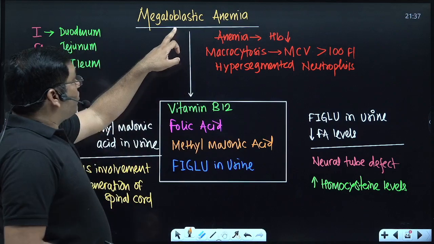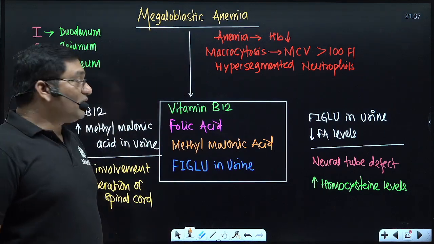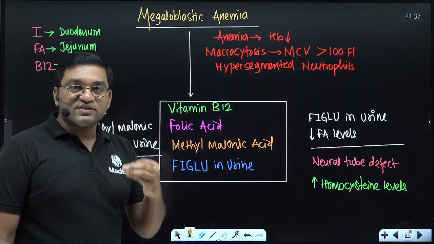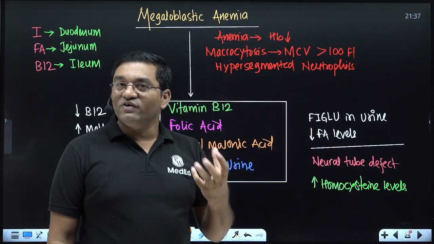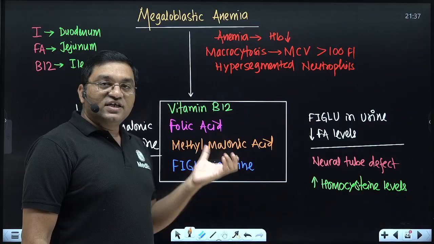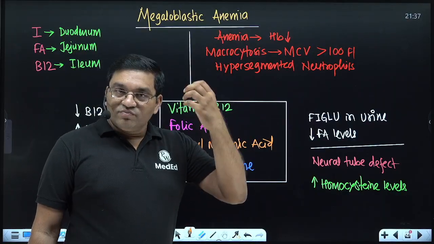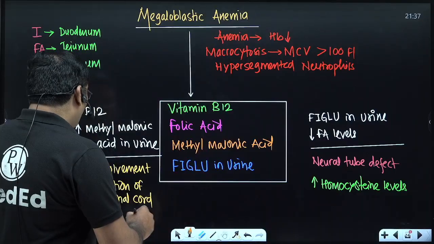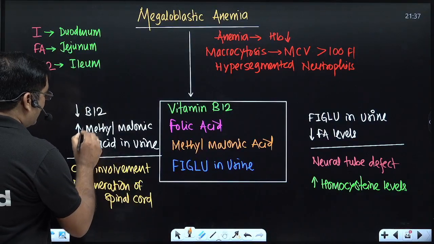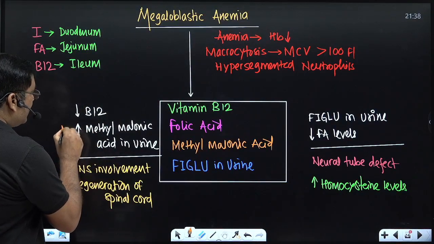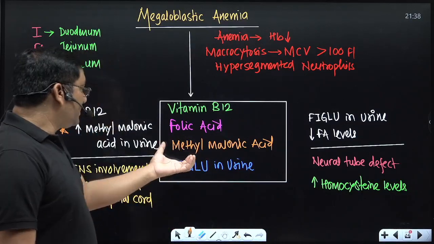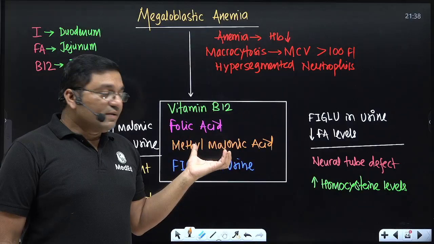So for differentiating the megaloblastic anemia, do the vitamin B12 level. If B12 level is low, it means B12 deficiency. Do the folic acid level. If folic acid is low, it means folic acid deficiency. Do the methylmalonic acid level. If methylmalonic acid levels are more and B12 levels are low, that indicates B12 deficiency. Increase in methylmalonic acid level indicates B12 deficiency.